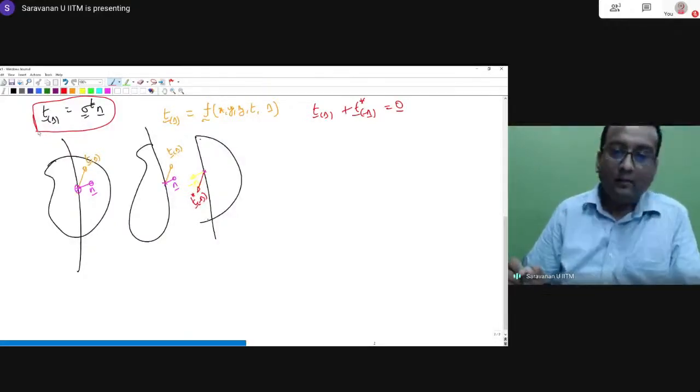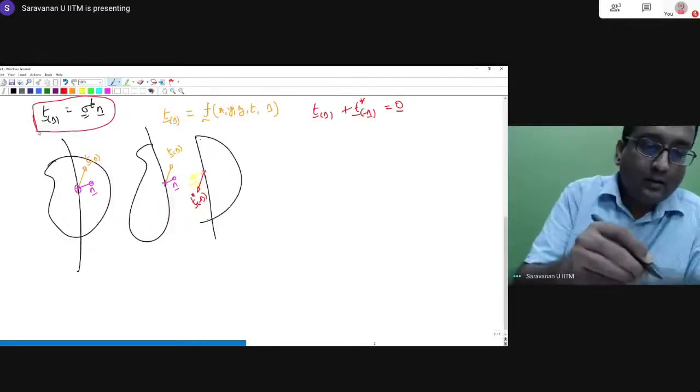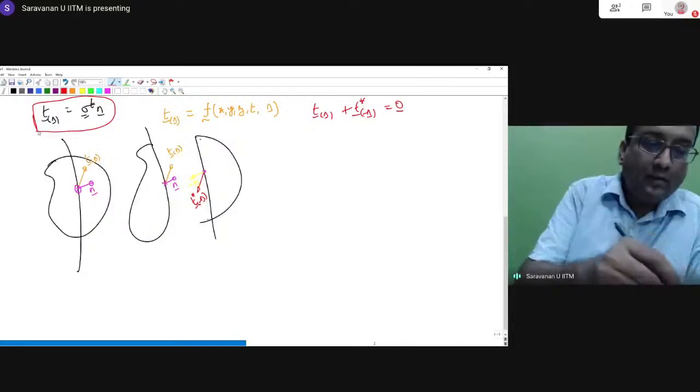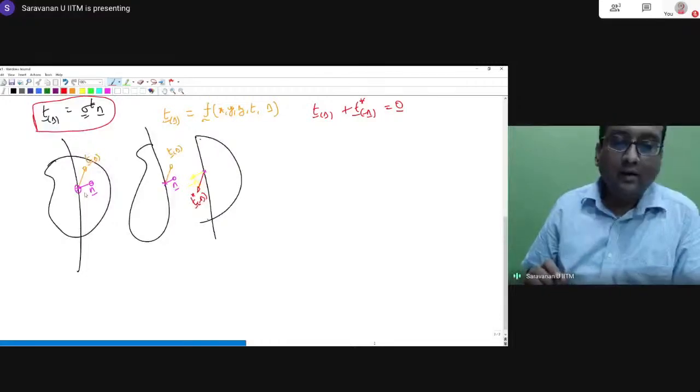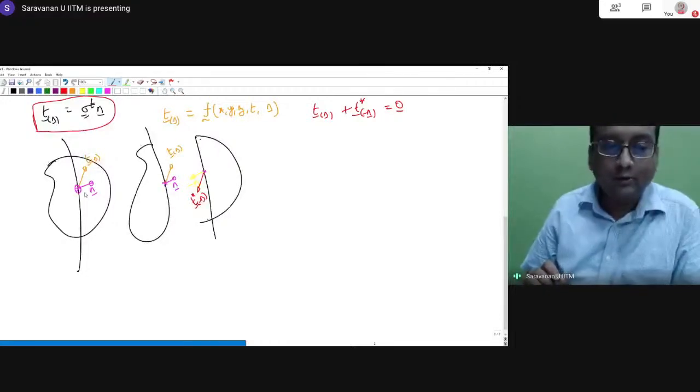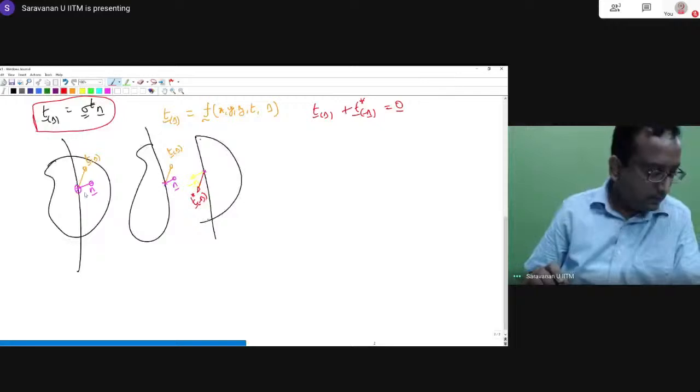Now, from this formula you compute what the traction acting on any of the cut surfaces is. It is also used to see how the stress tensor transforms due to coordinate transformations and all those things.